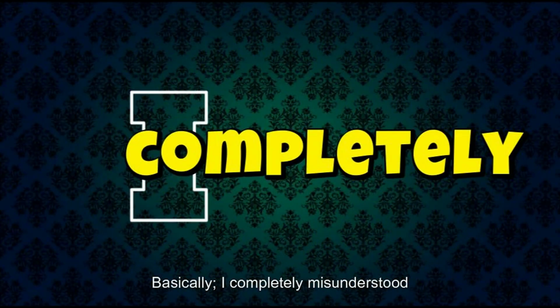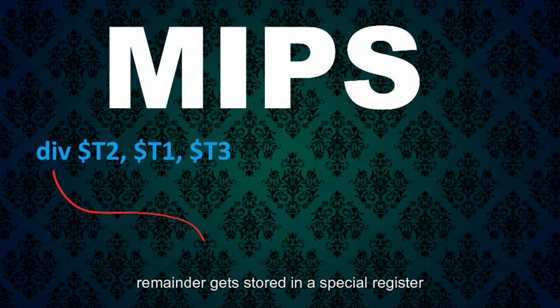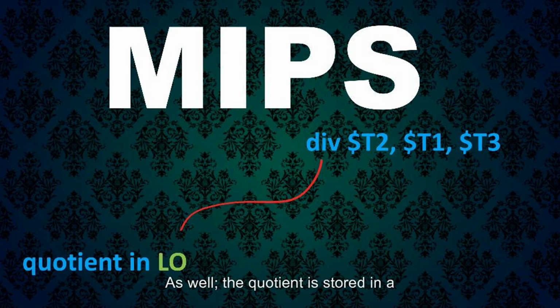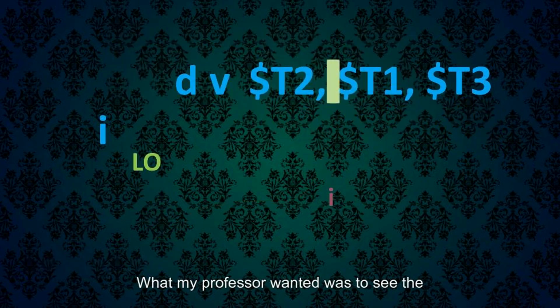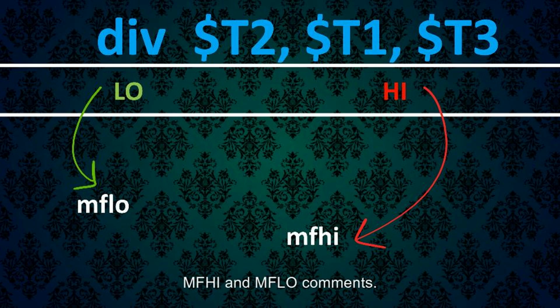Basically, I completely misunderstood the question. See, when you divide a number in MIPS based on assembly language, the remainder gets stored in a special register named HI inside the CPU. As well, the quotient is stored in a special register named LO. What my professor wanted was to see the values of the HI and LO using the MFHI (move from high) and MFLO (move from low) commands. But I took a step further.